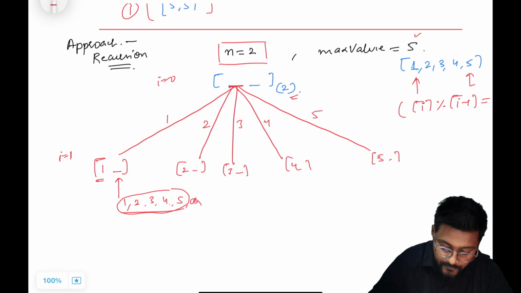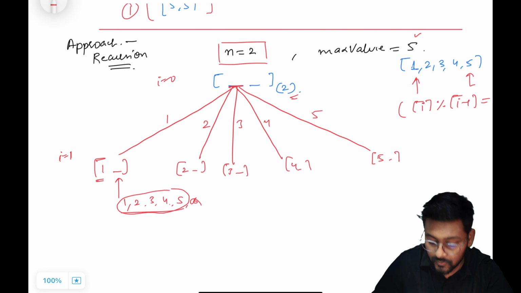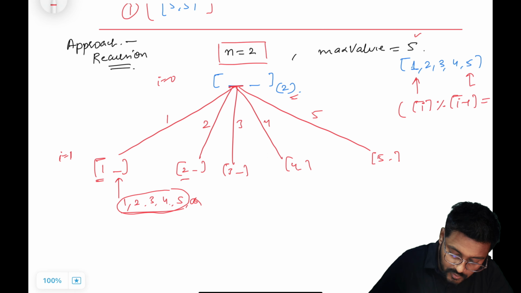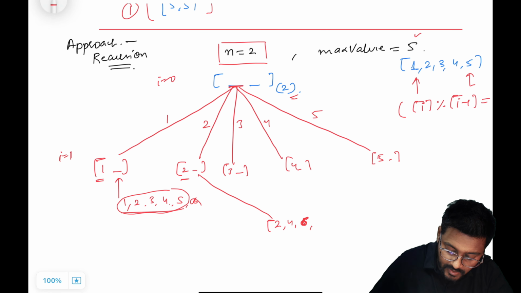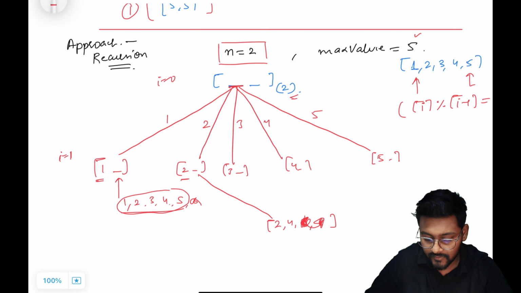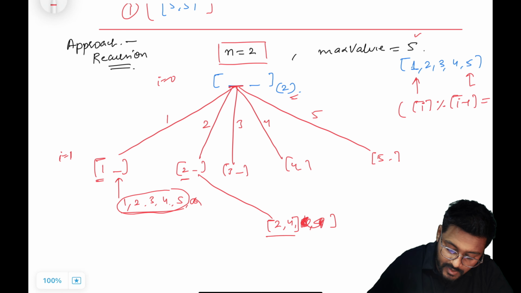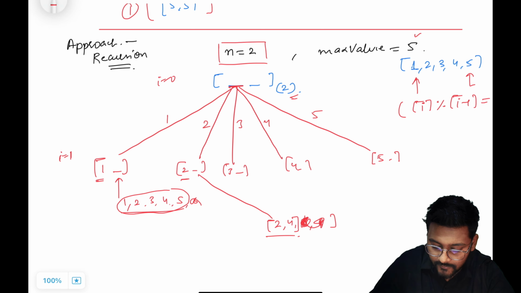So any value I can pick after 1. And what about after 2? After 2 I can pick any value starting from 2 that is a multiple of 2. So initially I have chosen 2. At this position I can either choose 2 or choose 4 or choose 8. 2 into 1 is 2, 2 into 2 is equal to 4, 2 into 3 is 6, so we can pick 6 as well, and 2 into 4 is 8, we can choose 8 as well, but 6 and 8 are out of this range. The range is till 5. So here the two possibilities are 2 and 4.